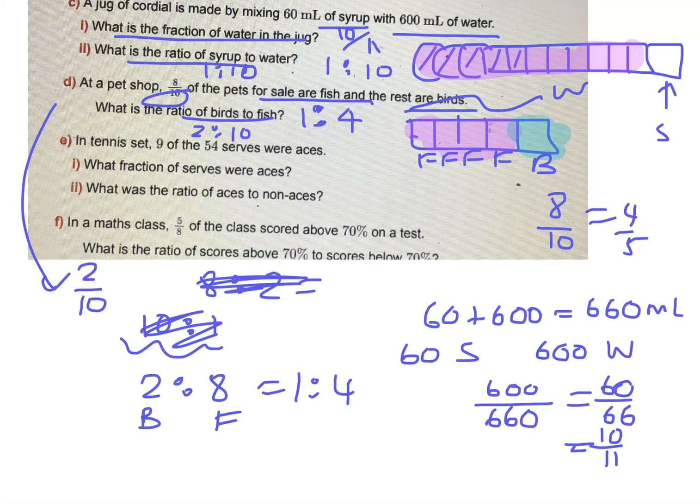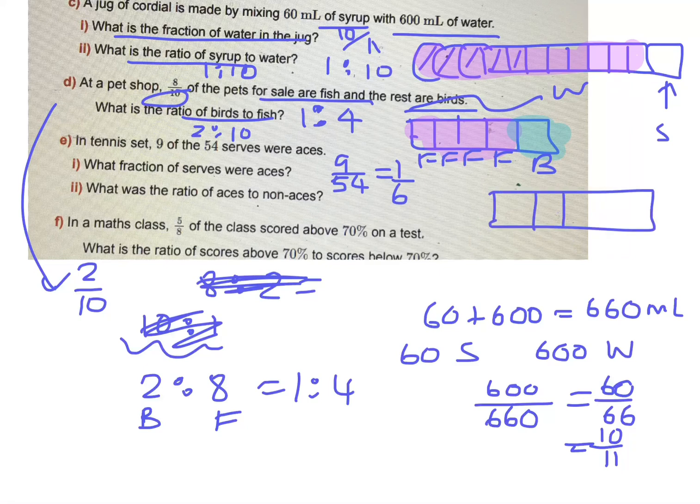So in a tennis set, 9 of the 54 serves were aces. What fraction of the serves were aces? 9 on 54. So 9 of the 54 serves were aces. So 6 nines are 54, so that's 1 in 6. So if you're thinking about that, that means 1, 2, 3, 4, 5, 6. That means 1 out of the whole 6 were aces. So that was an ace, but these ones weren't aces, the other 5.